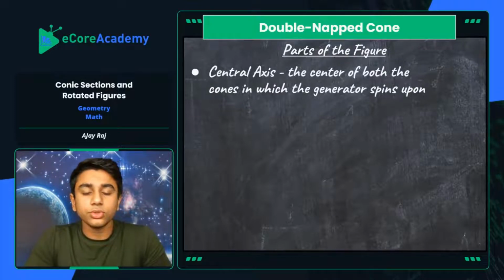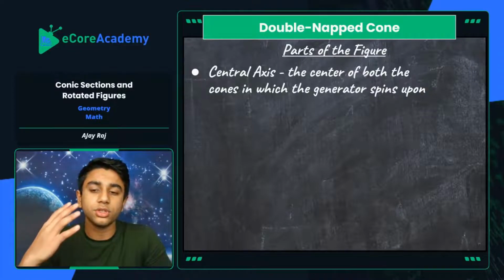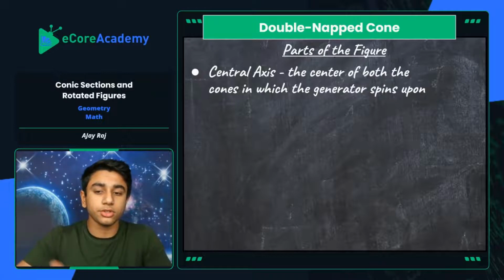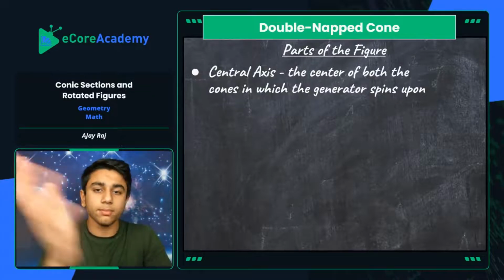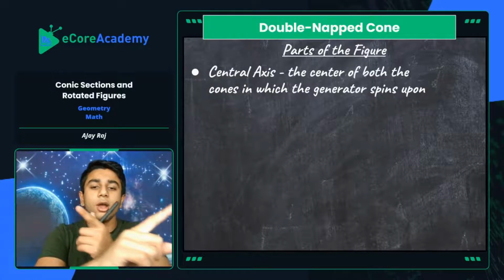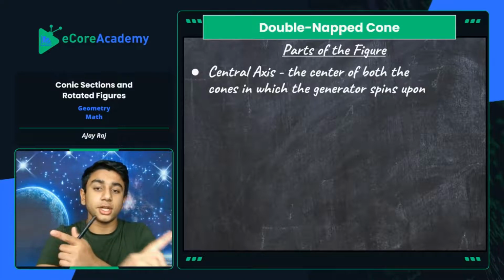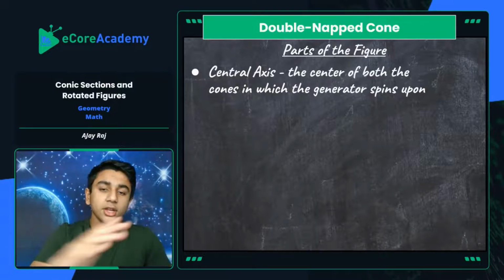So the first and most important part of this entire cone is going to be your central axis, and it's the center of both the cones on which the generator spins. So we have that horizontal line, which is called our generator line or our generating line. And that line has to have some sort of axis to turn upon, because that line can start to turn steeper, or it can change to a much shallower motion, in which it's much longer than it is wider.